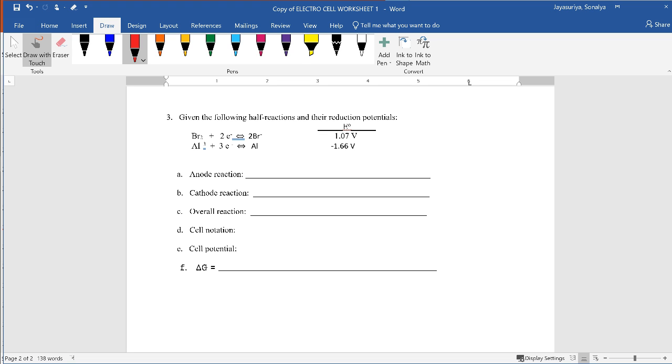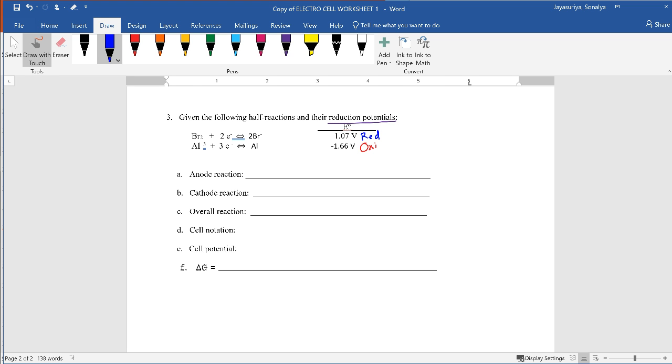And it's important to note that they are reduction potentials, and this is probably what will be given to you on the AP exam. Just the reduction half reactions and their reduction potentials. If you look at the 2 reduction potentials, one is very much more negative than the other one. We have aluminum with a reduction potential of negative 1.66, and the negative number is always the one that undergoes oxidation, and the more positive number will undergo reduction.